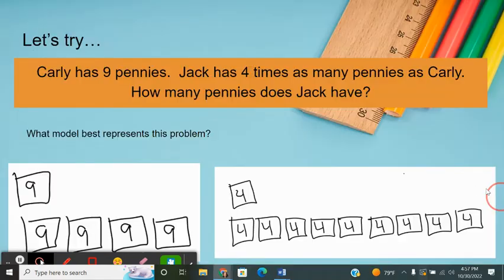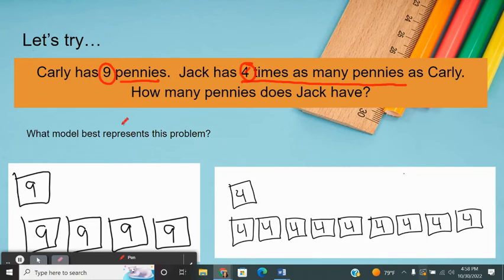Hey, Clan Mandela. All right, so let's try it together. So Carly has 9 pennies. Jack has 4 times as many pennies as Carly. How many pennies does Jack have? So I notice that Jack has 4 times as many pennies. 4 times. So how many pennies does Jack have? I know that Carly has 9 pennies, but Jack has 4 times as many.